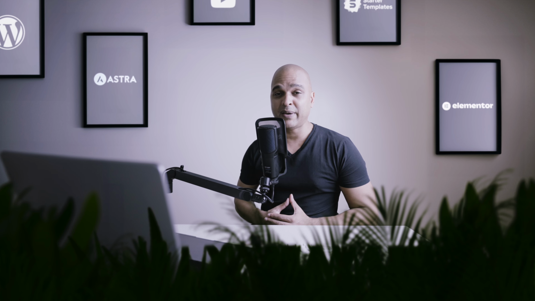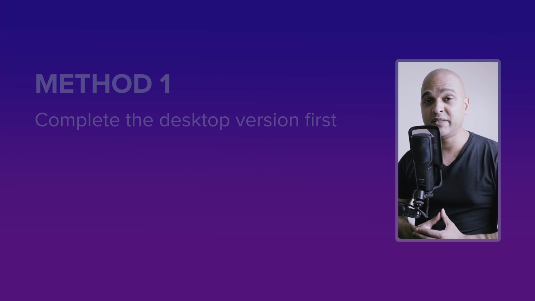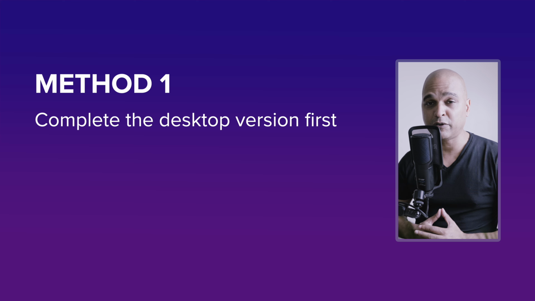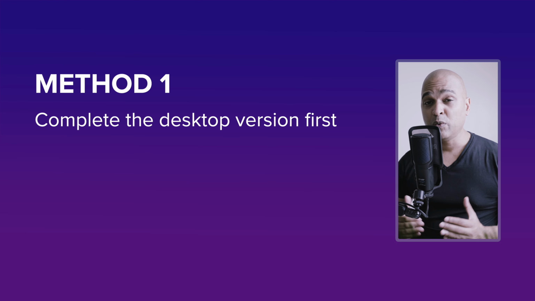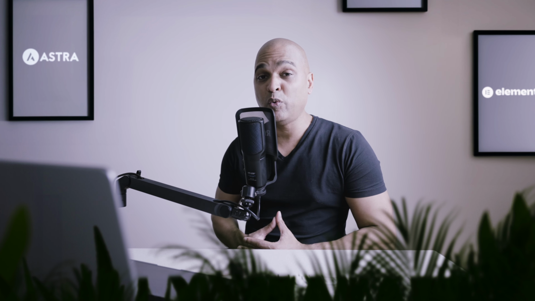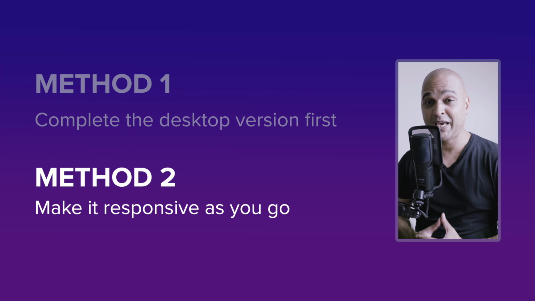Now, the way you're going to implement responsive editing is going to differ based on the project, but we could say there are two main philosophies. The first one is to complete the desktop version first and then make the website responsive for tablets and mobile devices, which is what we're going to do in this video. But we're only using this route for this project because it makes it easier to teach the concepts. But in a real-life scenario, more than likely we would be using the second option, which is simply to make your website responsive as you go, page by page.